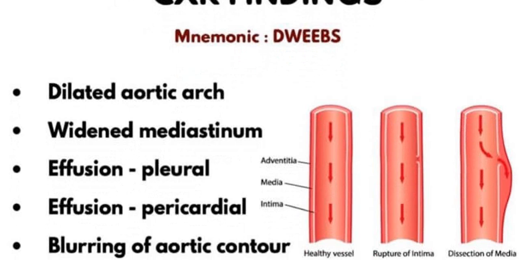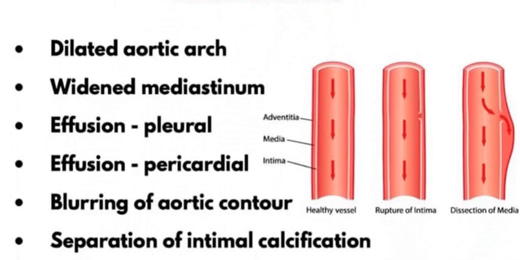And the last one is the S. So S for the separation of the intimal calcification. So this is the intimal layer of the blood vessel, and there is a separation between the intimal calcification. So this is the D WEBS mnemonic for the chest X-ray features of aortic dissection.